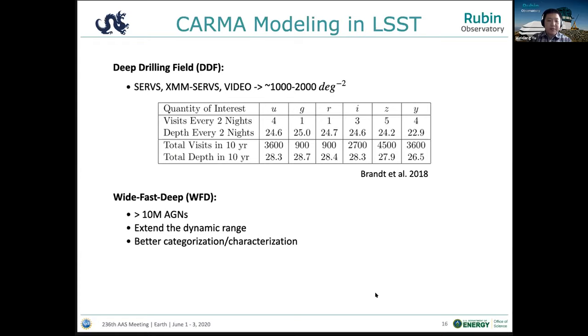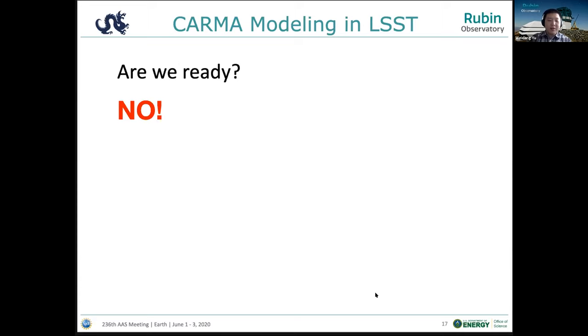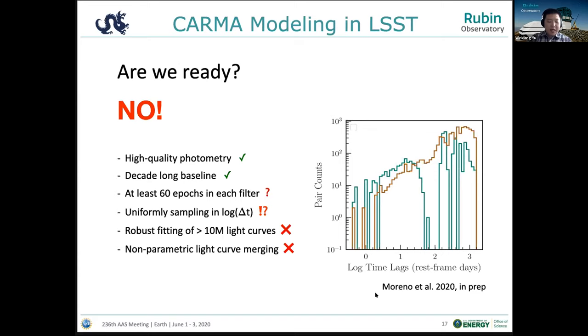So are we ready to take on the LSST data yet? I think the answer is always no. Some aspects of the LSST data are well taken care of, for example photometry and a decade-long baseline, but the cadence is still undefined, so we're not sure if we can get enough epochs in the light curves. We're not sure how far the distribution of observations is going to be from a uniform sampling in log of delta T space. In addition, I really don't think we're ready to model 10 million light curves at this moment. We need better and faster fitting algorithms.